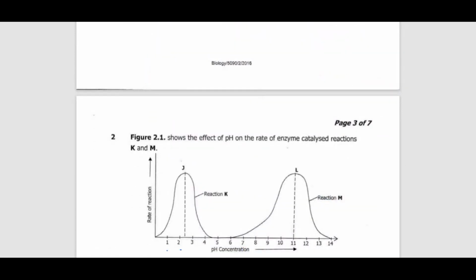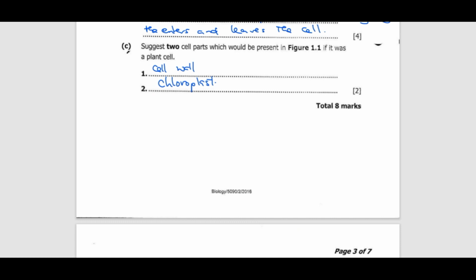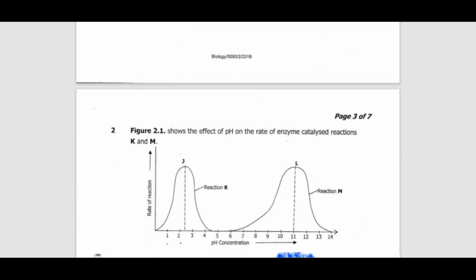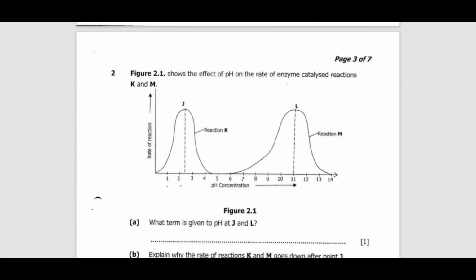Okay, so we move to question 2. Figure 2.1 shows the effect of pH on the rate of enzyme catalyzed reactions K and M. When you look at the rate of reaction this side, and then we have the pH, and from there we have J and L. So the reaction is K. Here the reaction is M.